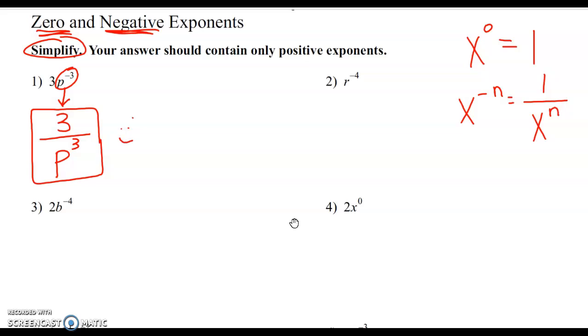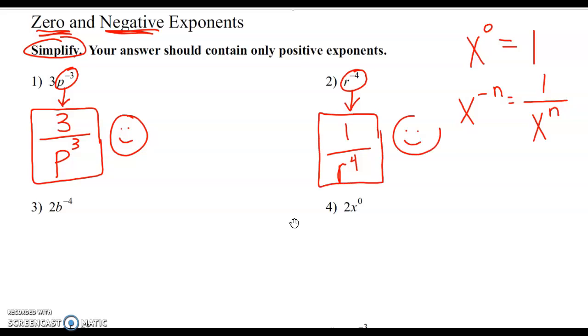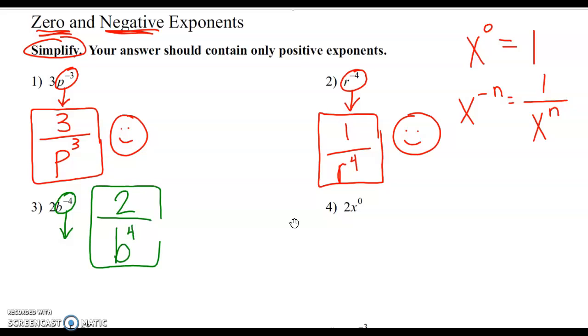So the 2 things that we can run into today that we have to take care of is 0 exponents and negative exponents. So number 2, we have r to the negative 4. Well, it's negative, so you'd have to move it. So it becomes r to the positive 4 on the bottom. You can't have a fraction without a top, so you put a 1. So it'd be 1 over r to the 4. Number 3, 2b to the negative 4. You can't have negative exponents, so you make it positive and move it to the other side. So 2 stays on top. It'd be b to the positive 4 on bottom.